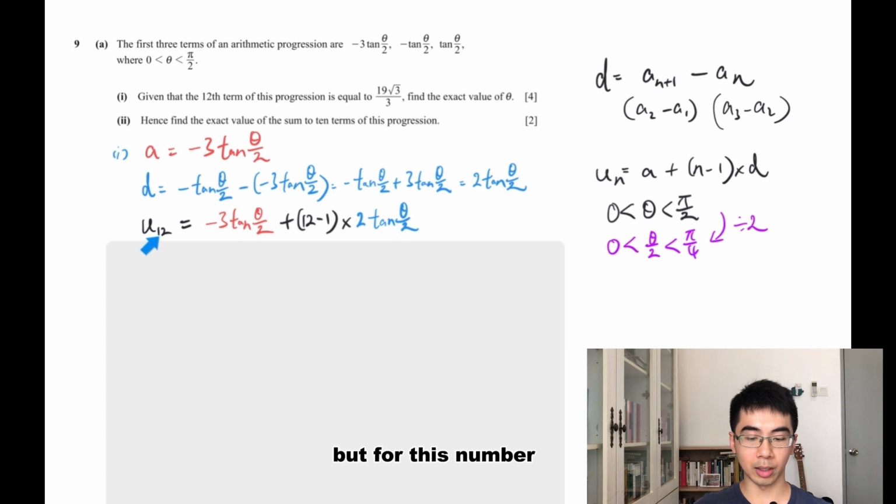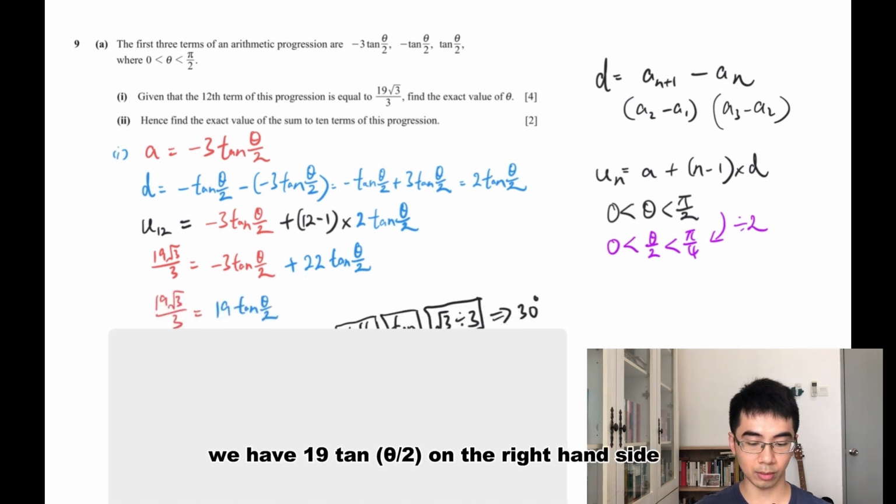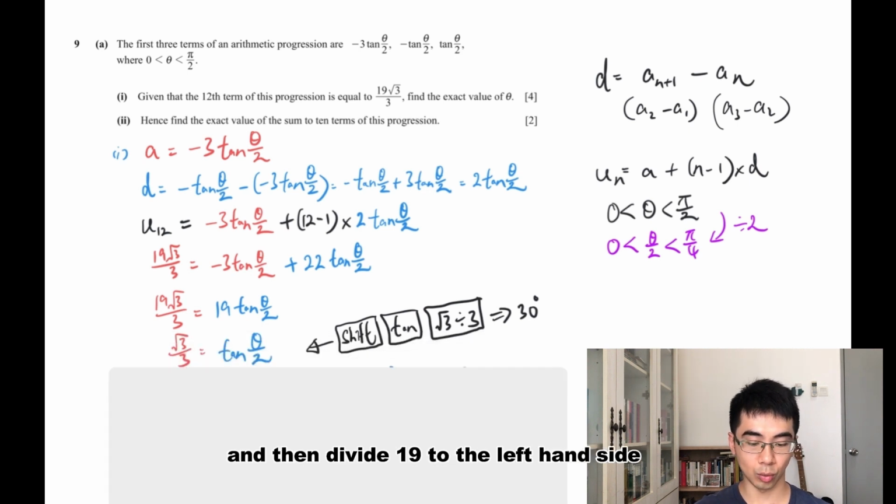But this number is just equal to 19 square root 3 over 3, so we can just substitute it inside. And then for the right hand side, just simplify it. For negative 3 plus 22, we have 19 tangent theta over 2 on the right hand side, and then divide 19 to the left hand side, we will have this equation.